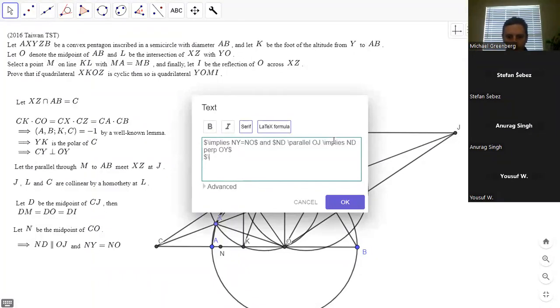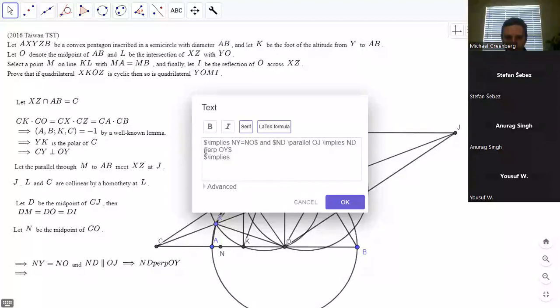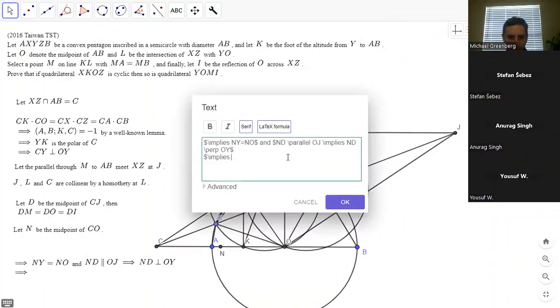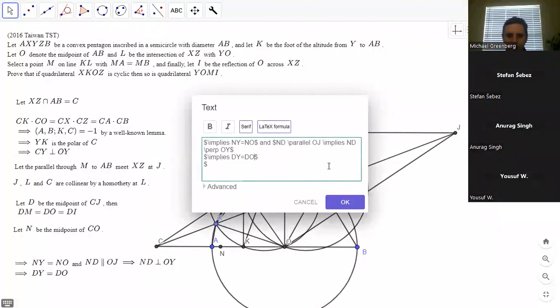So these two together mean that if ND is perpendicular to OY, then that means DY equals DO. So we have DY equals DO equals DI equals DM. And that means that YOMI is cyclic.